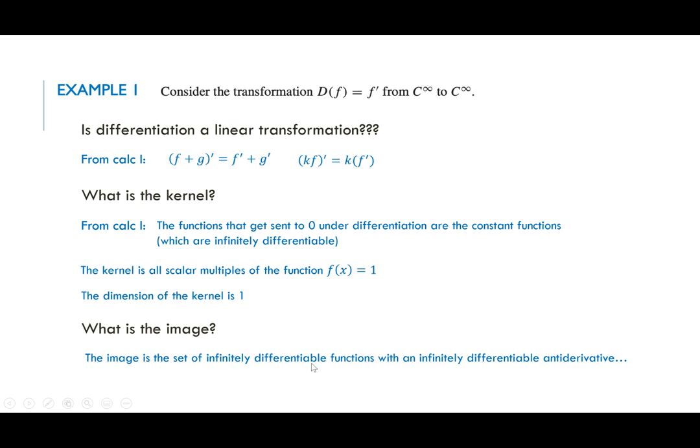And in fact, every infinitely differentiable function has an antiderivative, and that antiderivative is going to be infinitely differentiable. So actually, the image is all of C infinity. This is weird. This is definitely different from what we have been getting in the finite dimensional case, where you have this relationship between the dimension of the image and the dimension of the kernel, and somehow the kernel reduces the dimension of the image. We're not getting that here. So that's one thing that makes infinite dimensional spaces really fun and interesting.